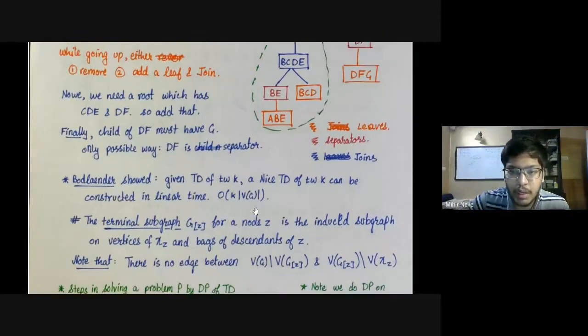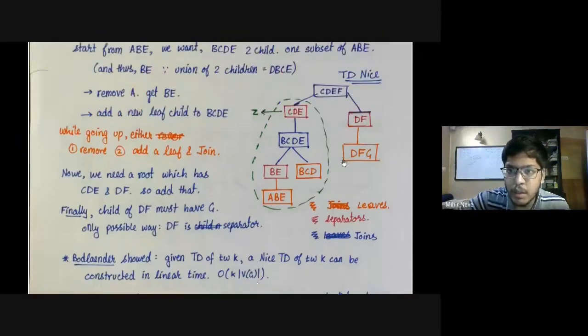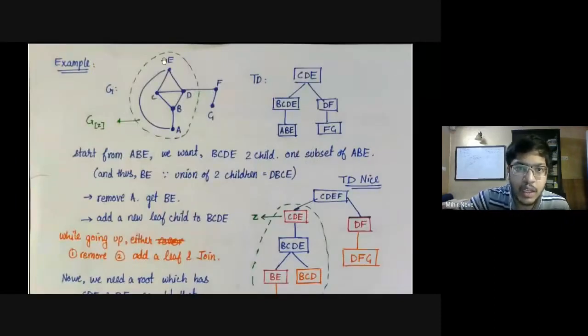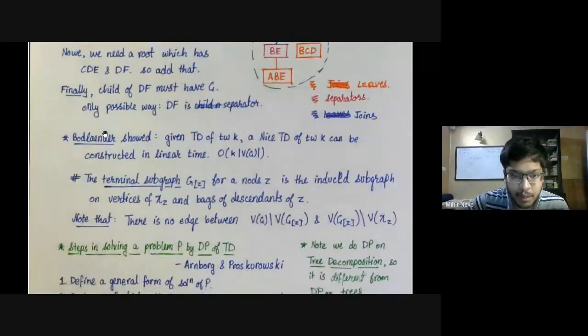Now you define something called a terminal subgraph. What is a terminal subgraph? So you look at this tree decomposition, you pick any node, suppose this is Z, and you look at the subtree that is hanging from that node. And then you take the union of every single vertex present in the bags of these nodes. So A, B, C, D, E. All these vertices in the original graph will form the terminal subgraph. So this subgraph of G is called the terminal subgraph of G with respect to the node Z. This is just a definition that we need.